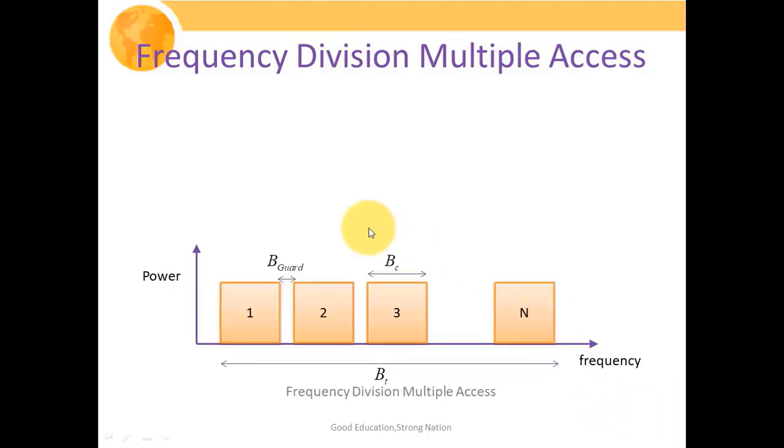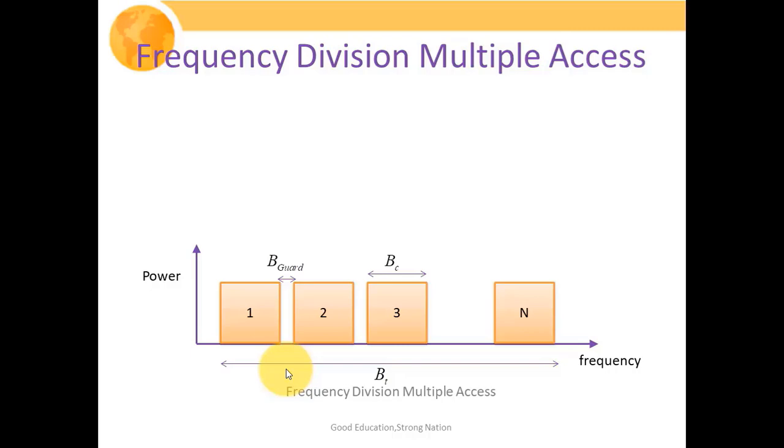This particular figure is showing the frequency division multiple access scenario. Here we have divided our complete frequency range into n number of sub bands, that is 1, 2, 3 up to n, and we have also provided a guard band between any two consecutive sub bands. As we had already discussed, the guard band is the range of frequencies where we are not transmitting any sort of information signal.